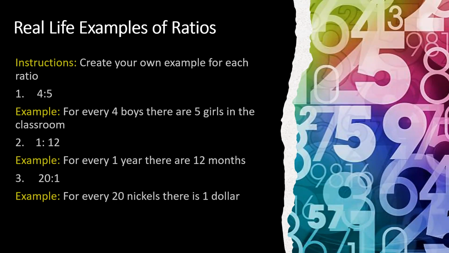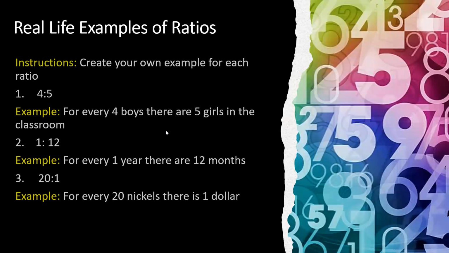Thank you, Anastasia. Chai says, for every 4 tables, there are 12 chairs. You have to use the numbers I give you: 4 to 5, 1 to 12, and 20 to 1. You can't use your own numbers. Micah says, for every 4 sharks, there are 5 fishes. Very good, Micah. Jeremy says, for every 4 apples, there are 5 mangoes. Yes. You have to use the numbers I give you, 4 to 5, 1 to 12, and 20 to 1.